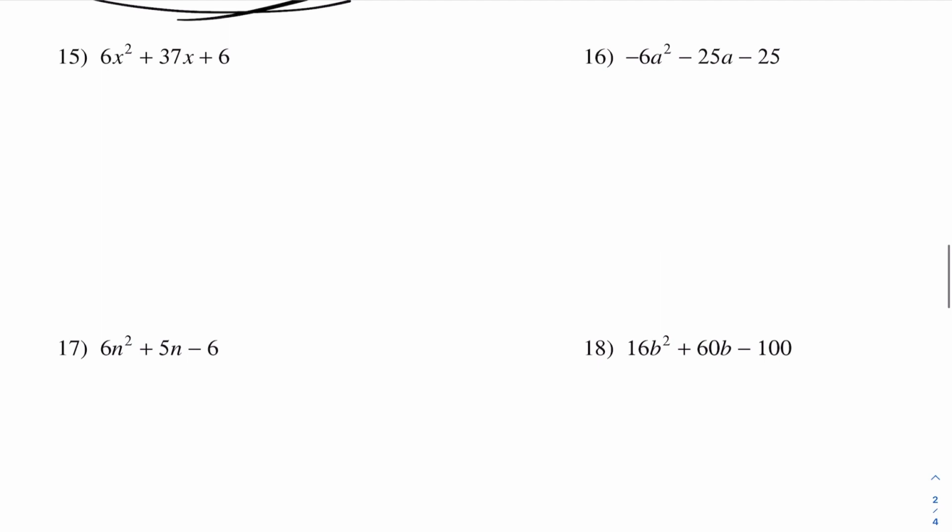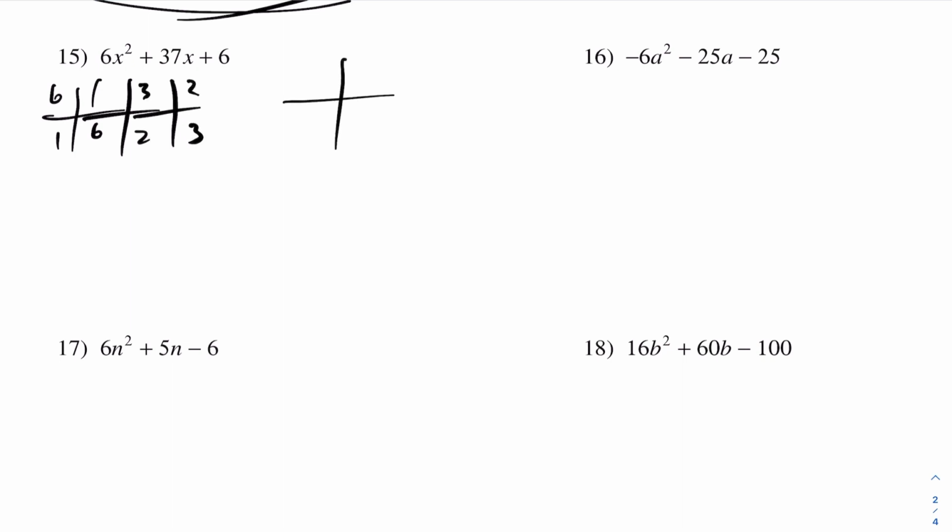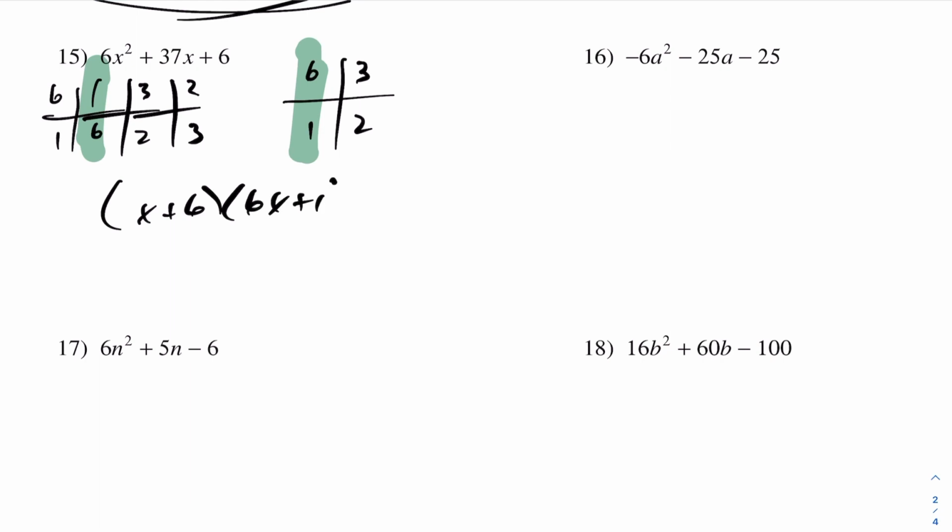Moving on to 15. So for 15 here, same idea. We've got 6 and 1, 1 and 6, 3 and 2, 2 and 3. And same thing for this one here, I just don't need the other combinations. I need this to come out to be a 37, and you'll see by taking these two columns here, I end up getting x plus 6 times 6x plus 1.